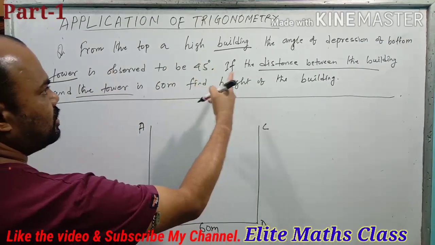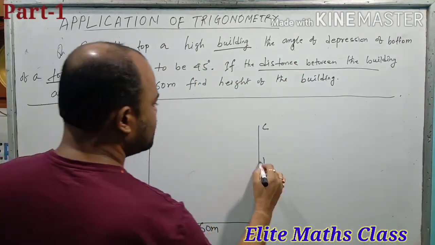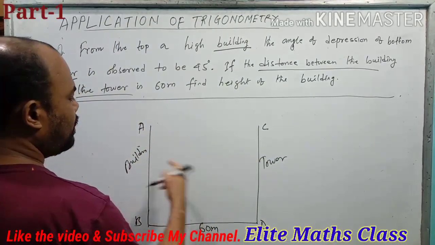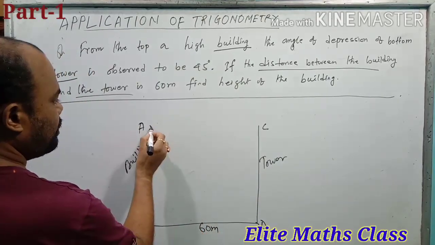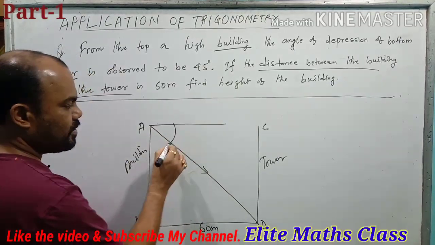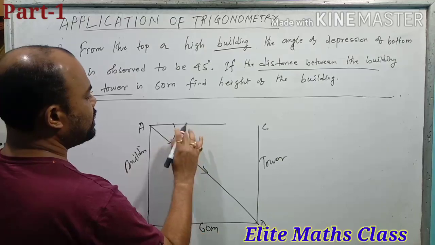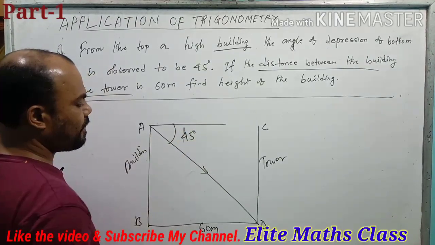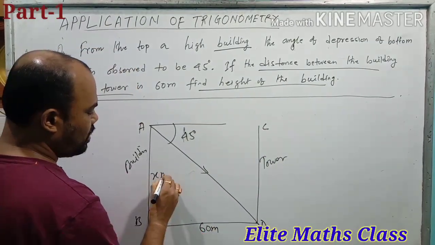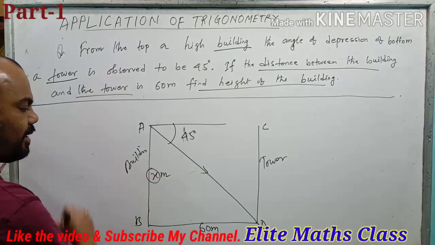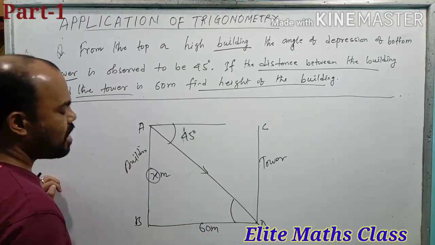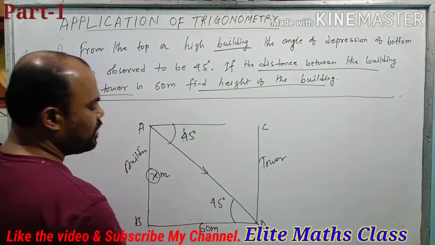Now angle of depression of the bottom of the tower from the top of the building. So we have to look downwards. So the angle of depression will be this one. This one is the angle of depression and it is given 45 degree. Clear? What we have to find? We have to find the height of the building. So this is x meter, this is 60 meter. As it is 45 degree and this angle is alternate angle, so this one will be of 45 degree.